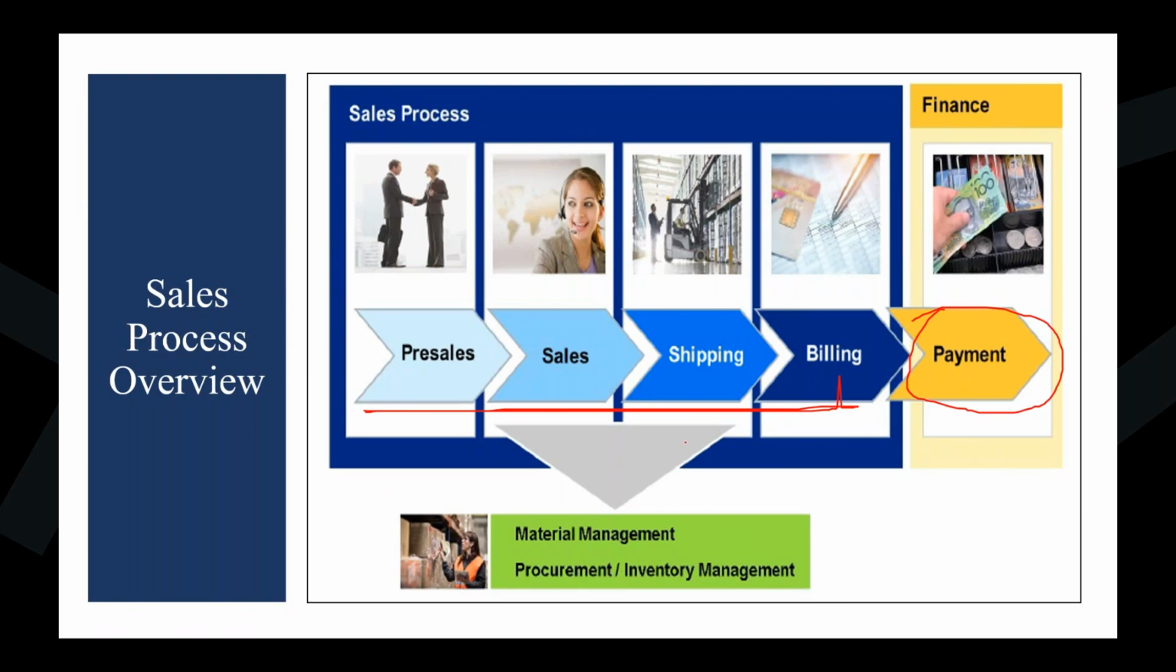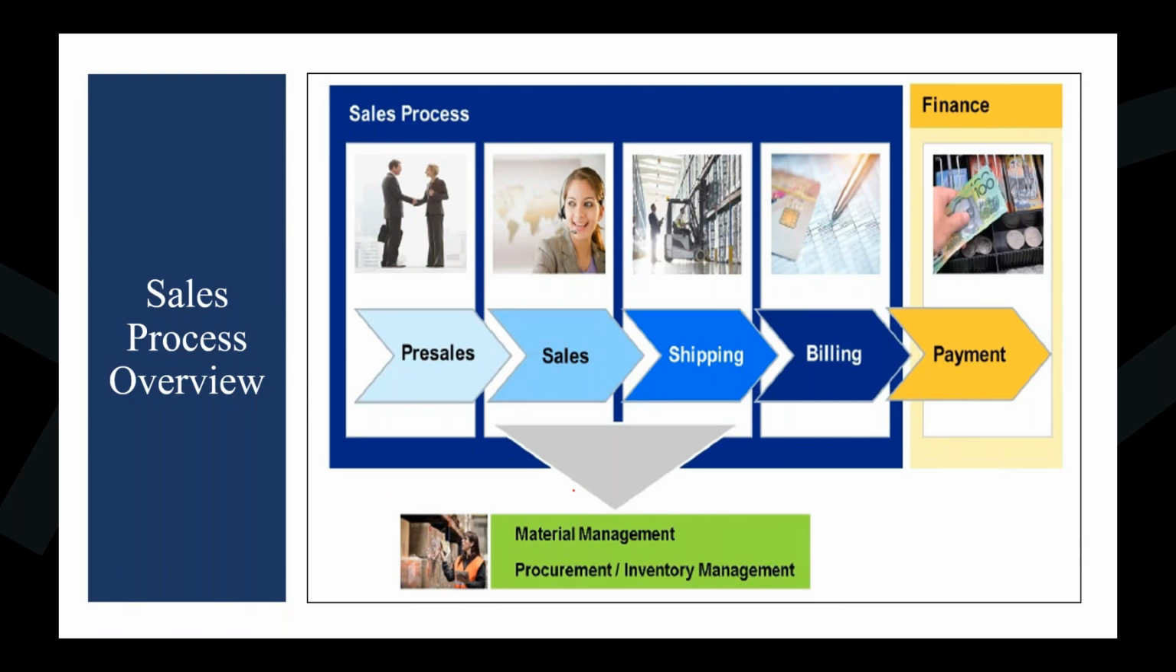Okay, and of course in the shipping phase you will have some interface with your materials management, because the customer asked for a product. Either you have to produce that product in your organization, or if you are not producing it, you have to purchase it from a vendor. Either you have to procure it or you have to manufacture it. There you will have materials management involved also. Okay, so this is the overall end-to-end sales process.